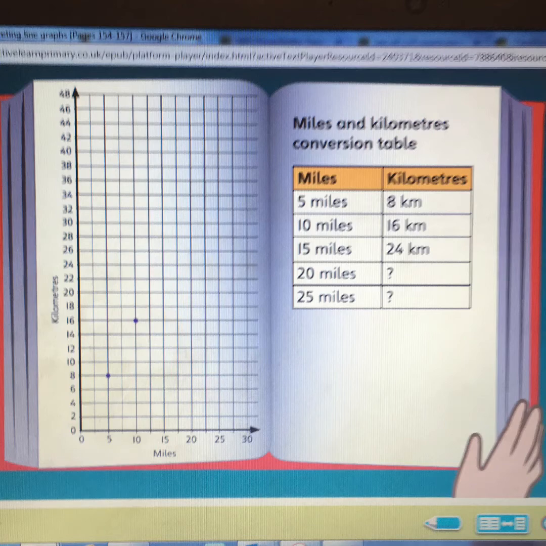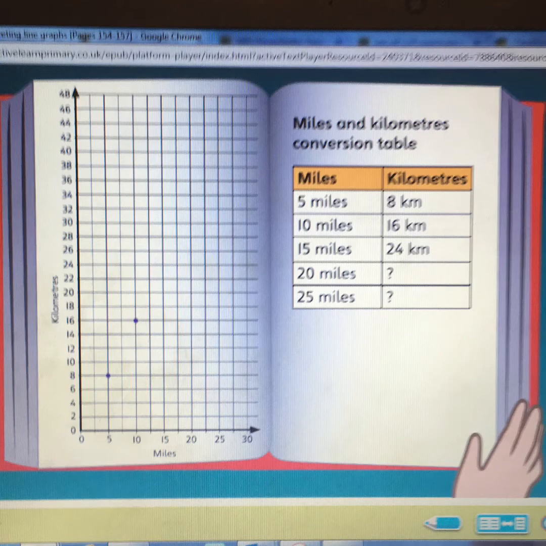So it says in the little table that 5 miles is the same as 8 kilometres, okay? They are equivalent. 10 miles is the same as 16 kilometres. 15 miles is the same as 24 kilometres. Now, I know how good you are at this, I know you could work out 20 miles and 25 miles just using that information in the table. But the other way you could work it out is by drawing a graph, and then you can use the graph to work out what the missing values might be.